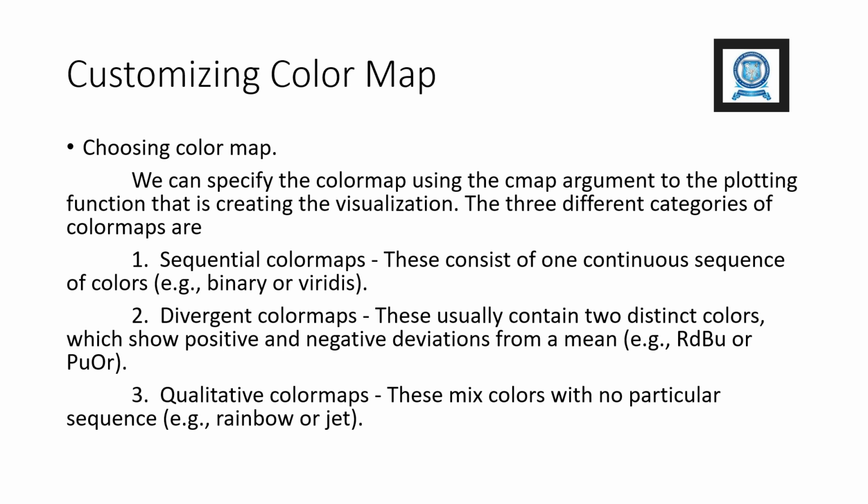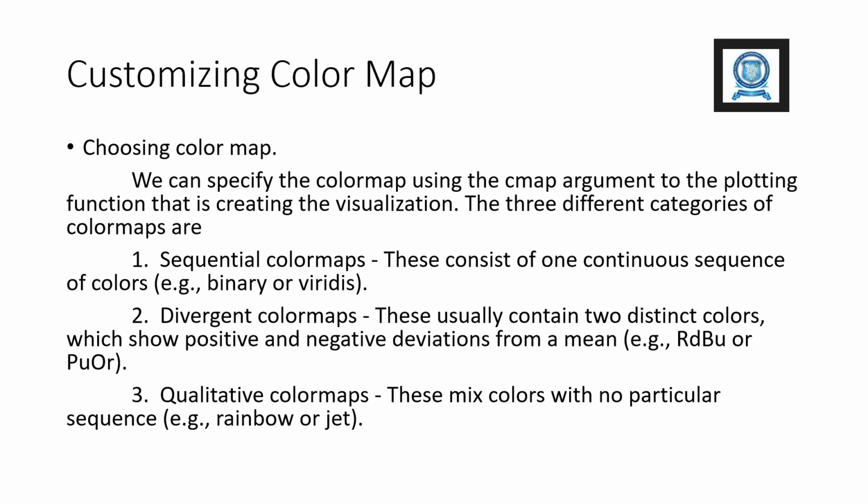Customizing color map. Choosing the color map. We can specify the color map using the cmap argument to the plotting function that is creating the visualization. The three different categories of color maps are sequential color maps. These consist of one continuous sequence of colors, for example binary or viridis. The second one is divergent color maps. These usually contain two distinct colors which show positive and negative deviations from a mean, for example RdBu or PuOr.